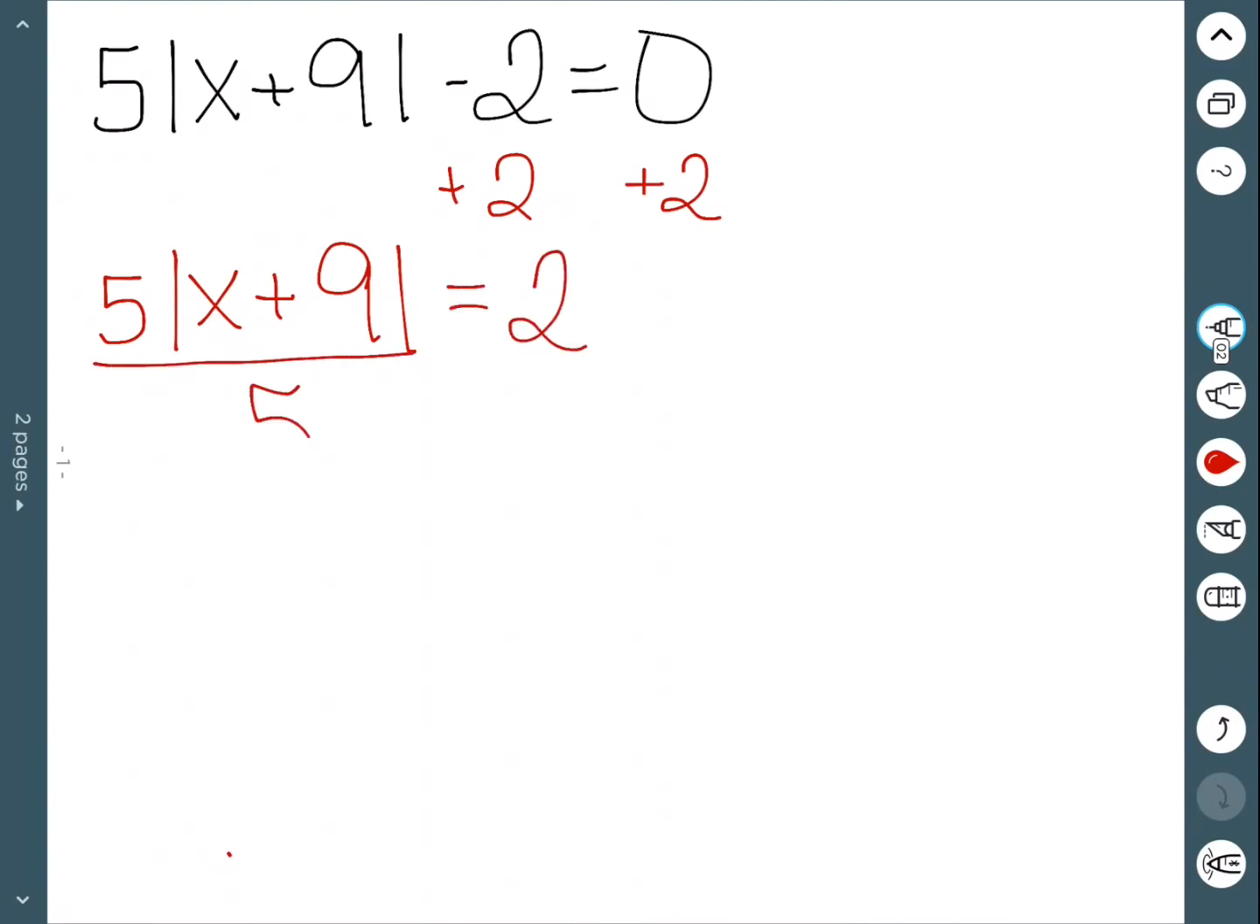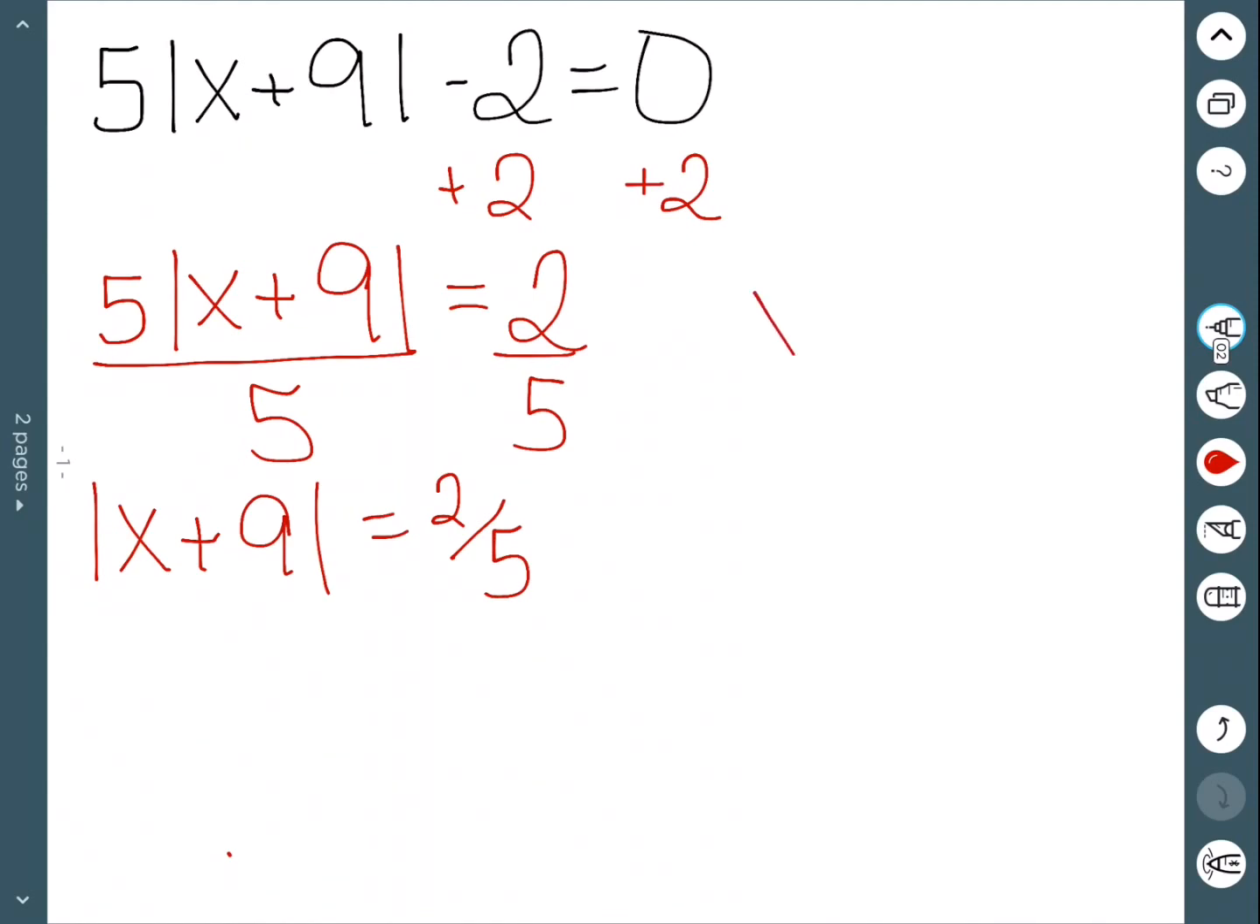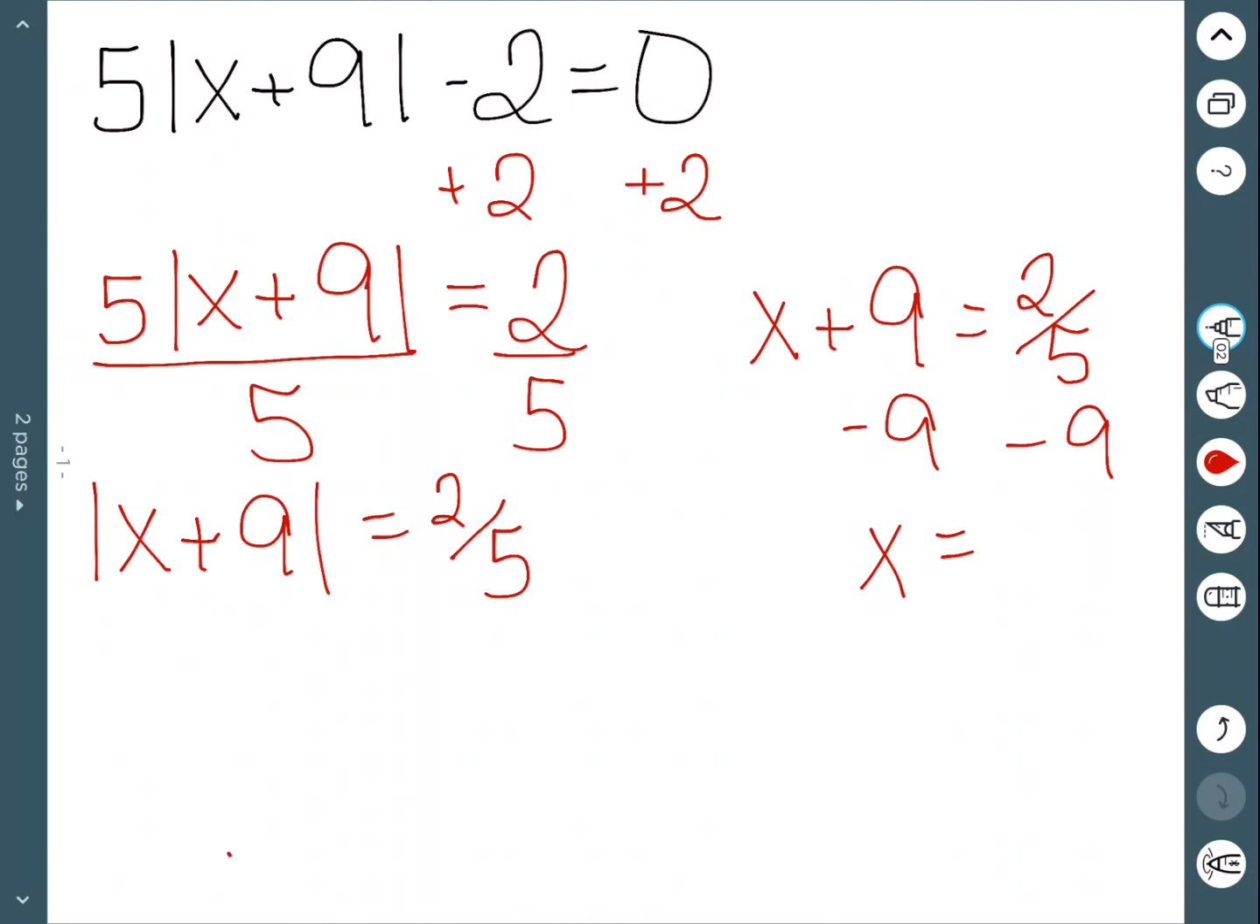We can then divide both sides by 5 to get the absolute value of x plus 9 equal to 2 over 5. At this point, it's important to realize that what has an absolute value of 2 over 5? Well, 2 over 5 has an absolute value of 2 over 5. I can then subtract 9 from both sides and get that x is equal to negative 43 over 5.